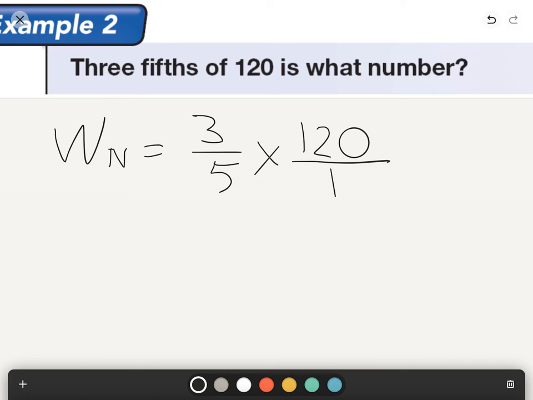So we can go, oh, okay, well, actually, there's 25s in 100, and then add 4 for the 20, so I can turn this into a 1. Turn this into a 24. So I'm just left with 3 times 24, which gets us 72. And 72 is indeed 3/5 of 120.